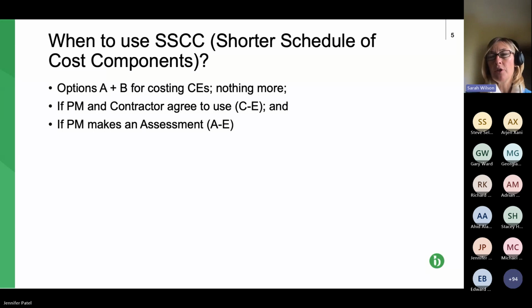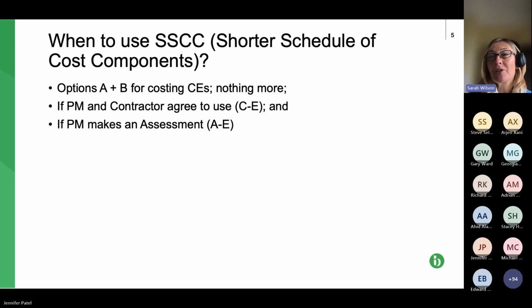The shorter schedule is used for these contracts A and B to calculate the value of compensation events. So it has a much more limited use than the schedule of cost components within options C to E. So that's worth bearing in mind, but still really important, because of course, where there are a lot of CEs on a project, and you never know, I suspect, when you enter into a contract how many CEs there are going to be.